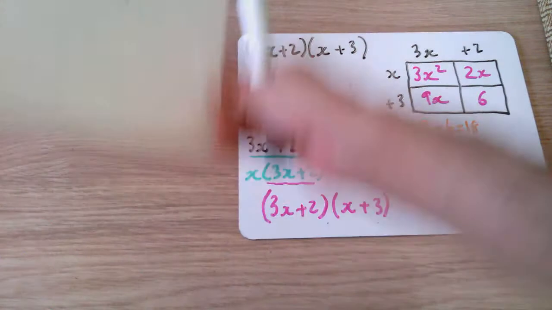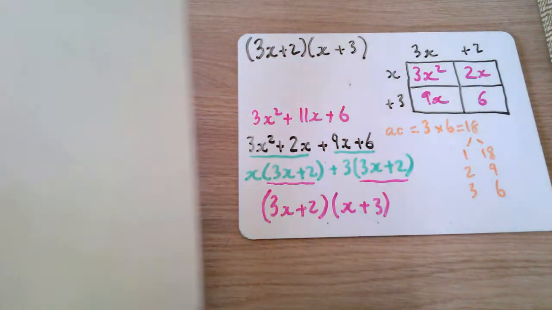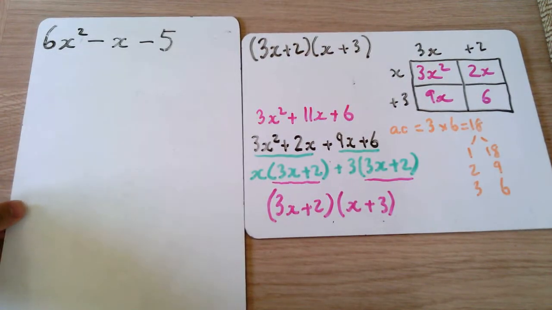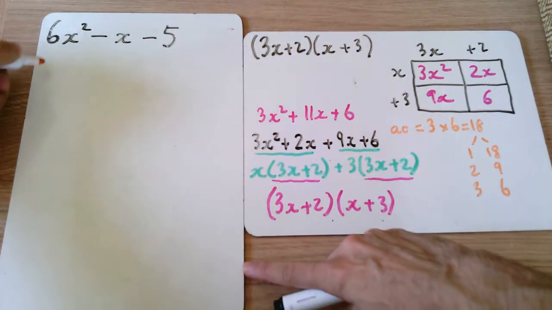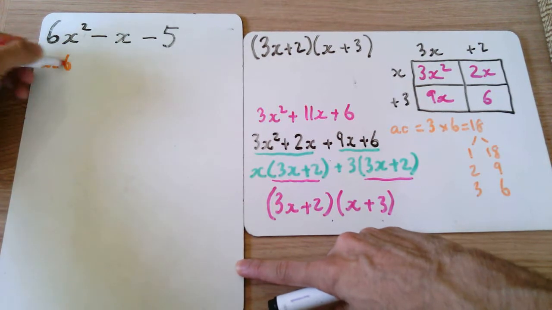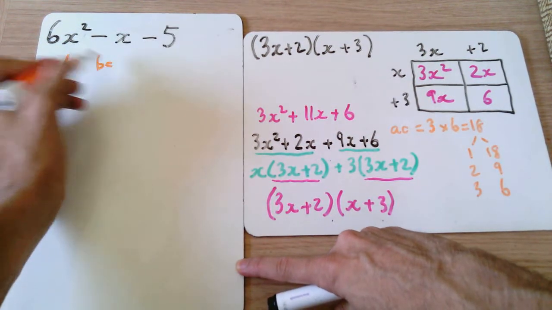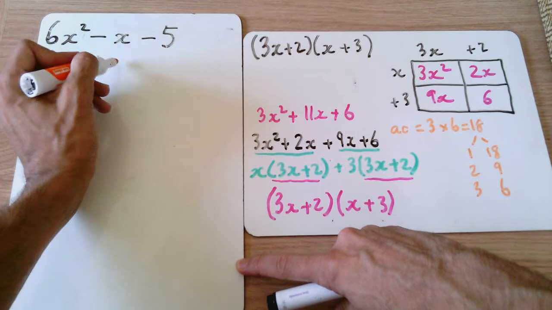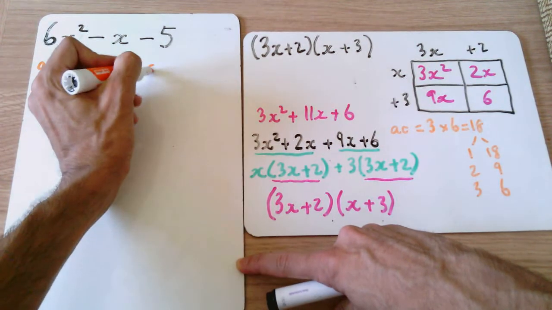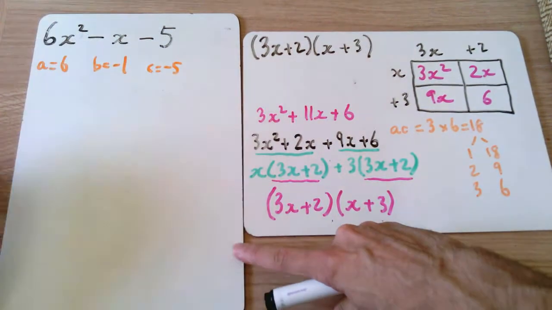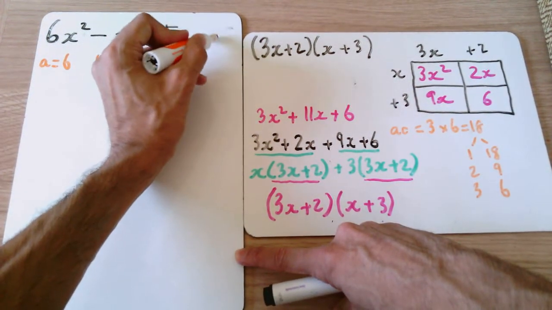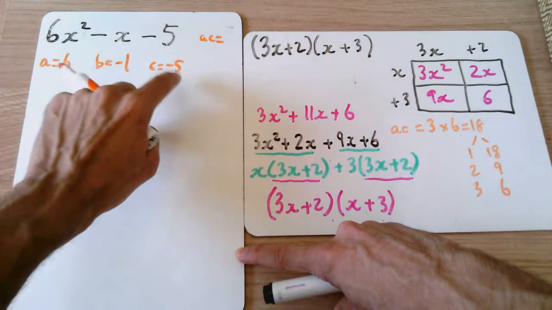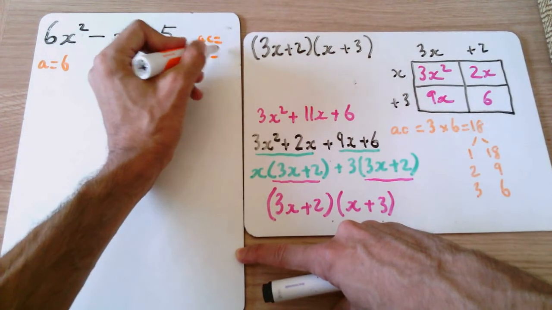Now, we're going to start bringing in a few negatives, but again, we need to follow the same process to do this. First thing we did was write down what A, B, and C were. A here is equal to 6. B is equal to, well, there's not a number here, but there would be a 1, so it's minus 1. And C is equal to minus 5. That means that AC is equal to 6 times minus 5, which is minus 30.